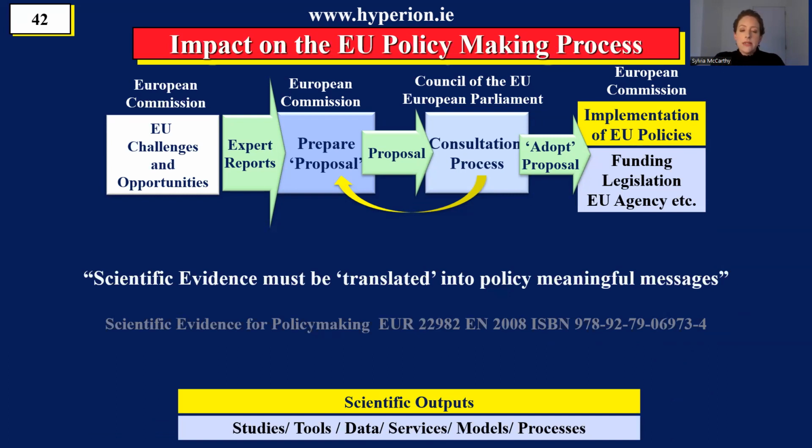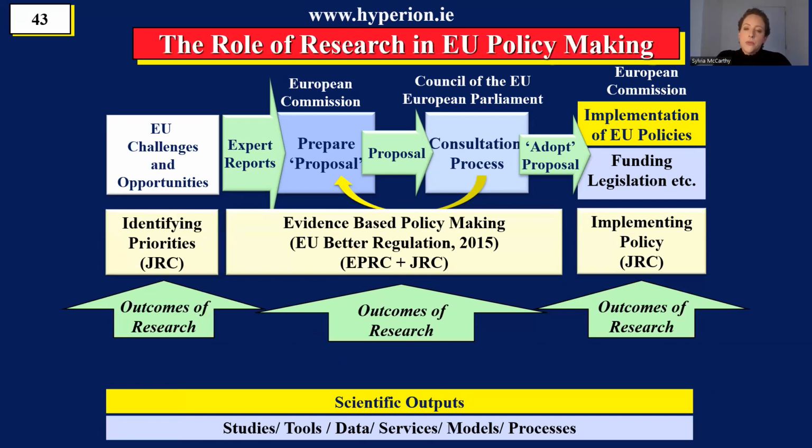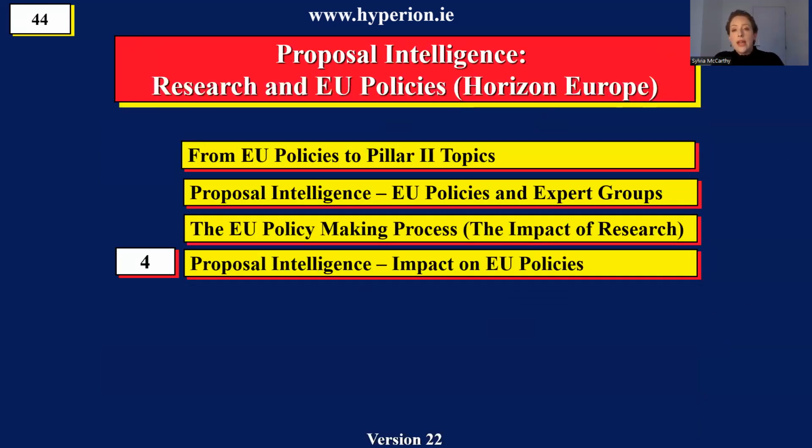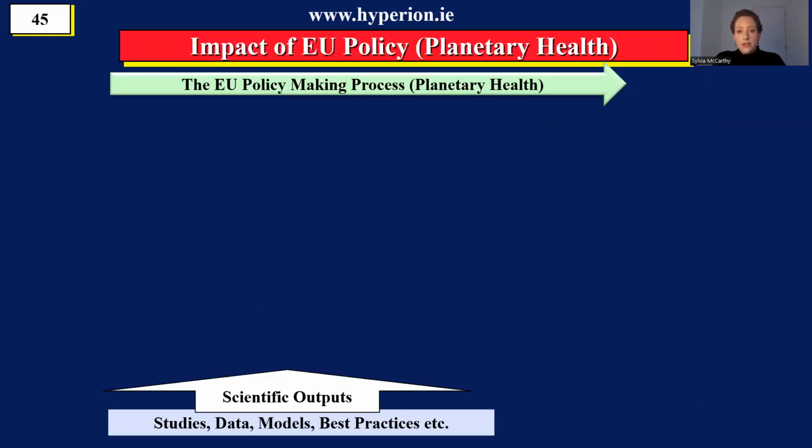What they really want is for scientific evidence to be translated into policy meaningful messages. So what we're doing here is filling the gap between scientific outputs and the outcomes of research, filling it with an impact partner who prepares consultation documents, an impact partner who understands the scientific outputs and understands the policymaking process and can see where to fit in that information and make it as relevant as possible. So that's what we're also giving you with proposal intelligence, because we're looking at who are those communicators.